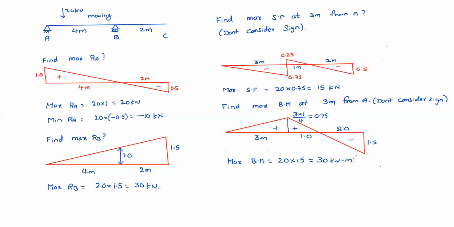Is it okay or is something wrong? 3 into 1 by 4, 20 into... why, is something wrong? What is that? 3 meters, 3 into 1, AB by L, 0.75, 1.5. Okay. So like this, the maximum bending moment at 3 meters is 30 kilonewton meter. Whenever the load occupies C, it occurs. So we need to understand this.